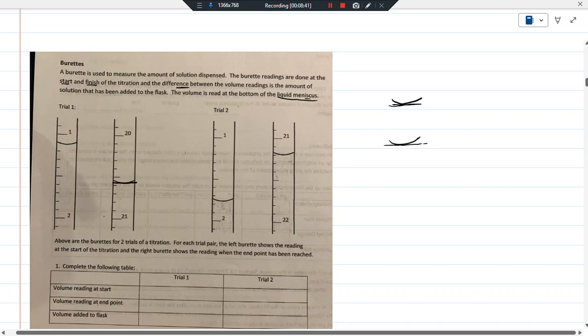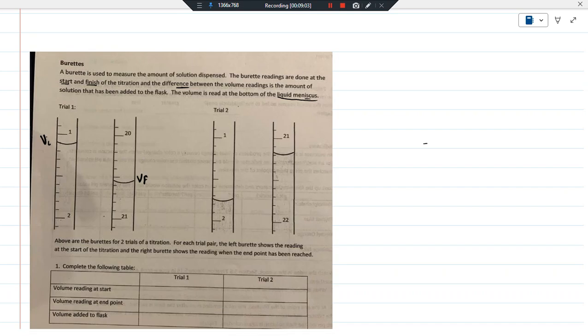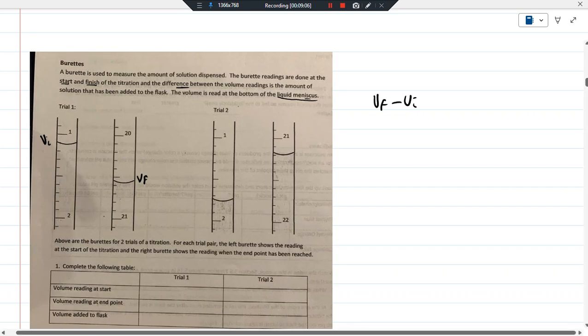So now let's focus on trial one. Let me show you how we read this. So this is the initial point. Rather, let me say V initial, the initial volume, and then V final. Question: the amount of volume that is added, they said is what? It's the difference, which is V final minus V initial, and then you will get the volume added.